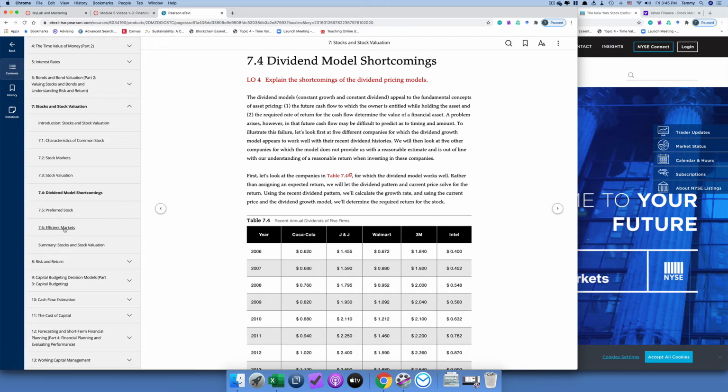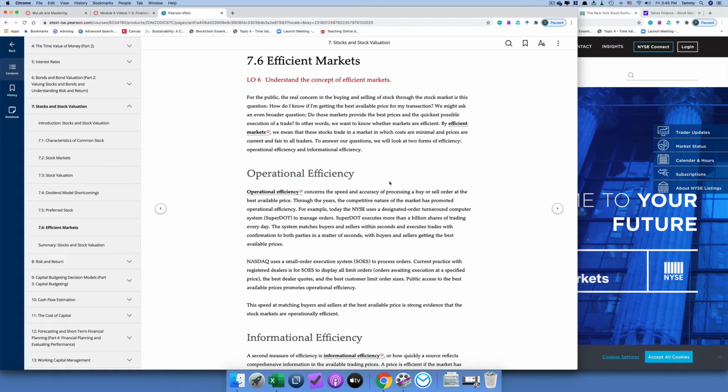The last little bit I want to hit in this section is this question of efficient markets. And by efficiency in this context, we mean that there's minimal friction in the market, that trades occur smoothly, and that the prices are right. And the prices being right means that the price of the stock includes all relevant information.